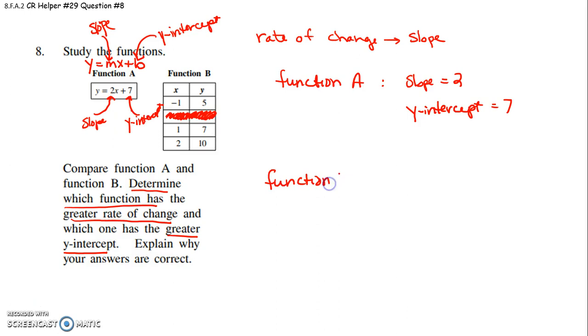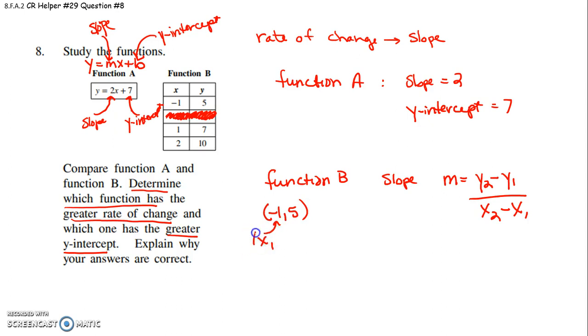For function B, if I want to determine the slope, I'll use my equation m equals y2 minus y1 divided by x2 minus x1. So I've got to get 2 points. I'll pick any 2 points. I'm going to pick -1, 5 as my x1, y1. And then I'll pick, well, I don't know, 2, 10. I can pick any 2 points I want. I'll make 2, 10 be my x2, y2. My x2 is 2, and my y2 is 10.